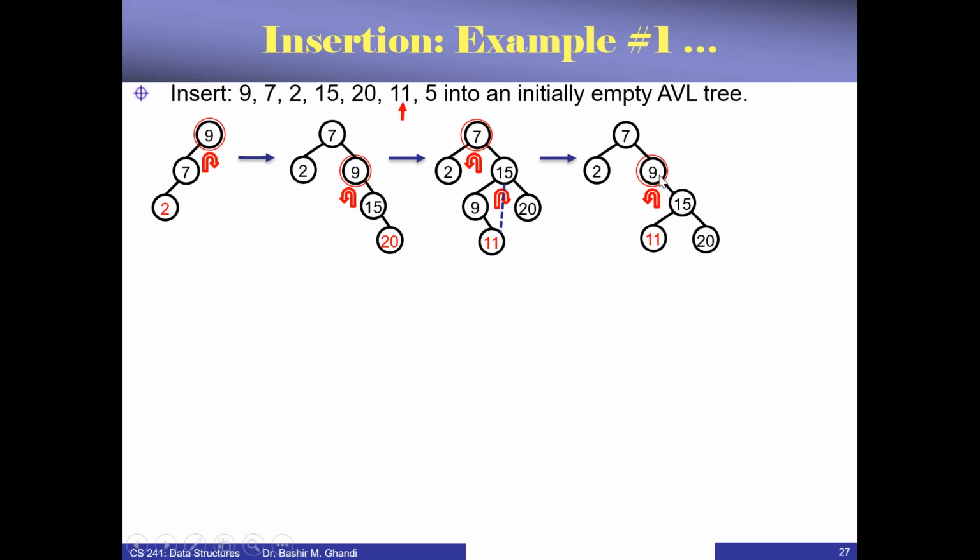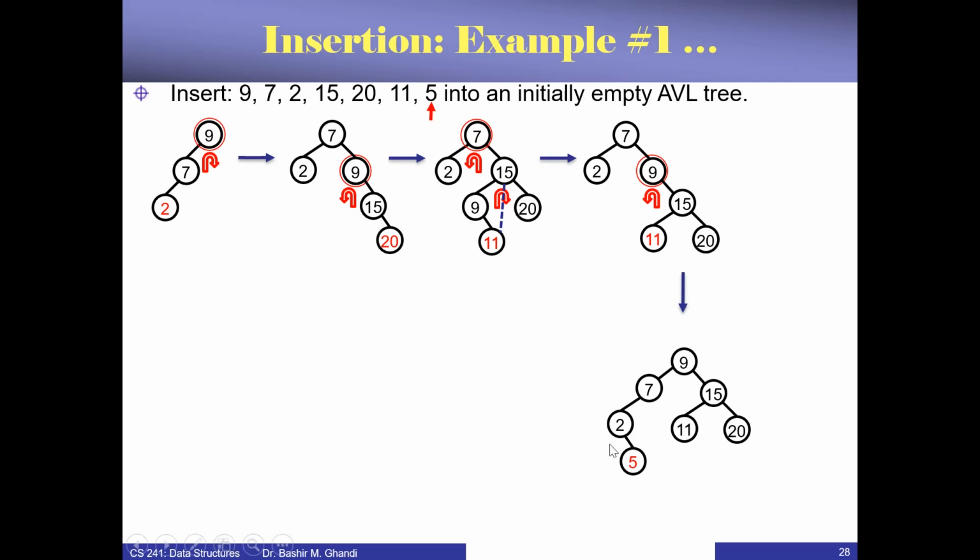Rotating it to the right means it will move up and become the new root. 7 will go down and become its left. And that's what we have. Okay, so 9 is the new root, 7 has gone to the left, and that is the result. The final value to insert is 5.